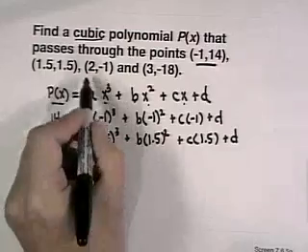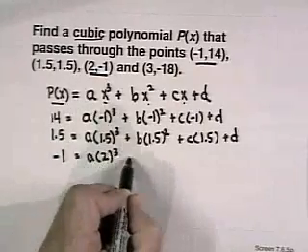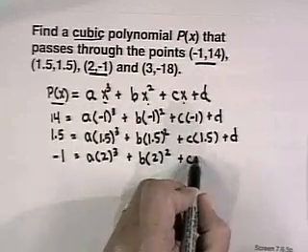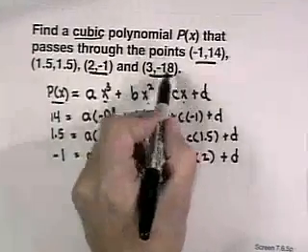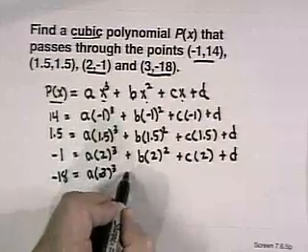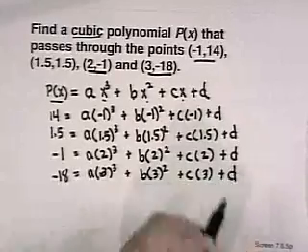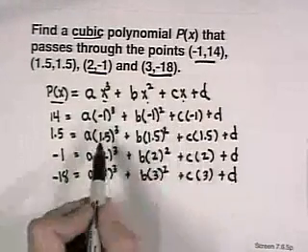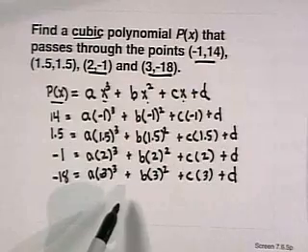My third equation comes from here. -1 equals A times 2 cubed plus B times 2 squared plus C times 2 plus D. Finally, we get this last point, -18 equals A times 3 cubed plus B times 3 squared plus C times 3 plus D. That looks pretty complicated, but we can evaluate -1 cubed, squared, we can evaluate 1.5 cubed, and when we do that, we'll end up with a system of equations which can be put into a matrix form.